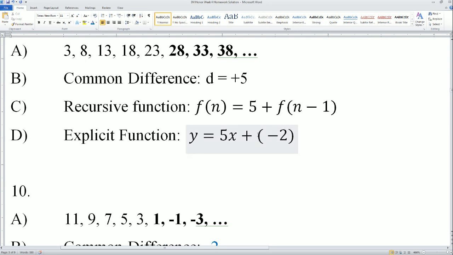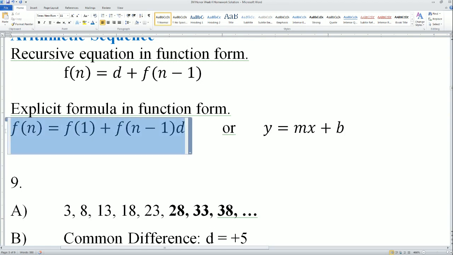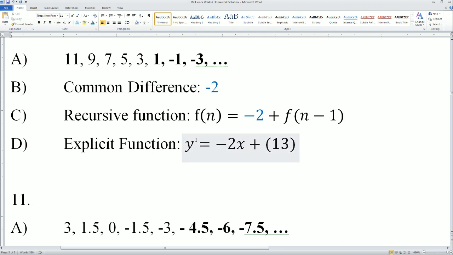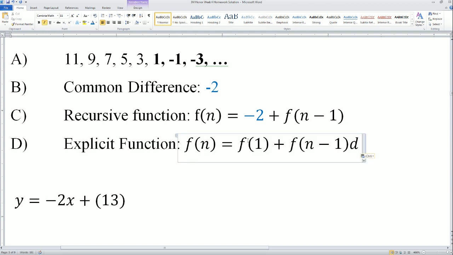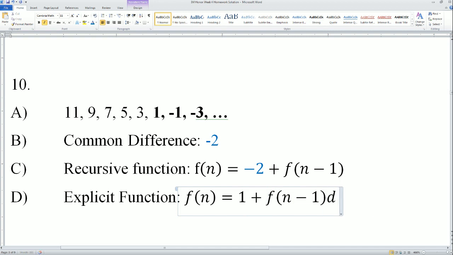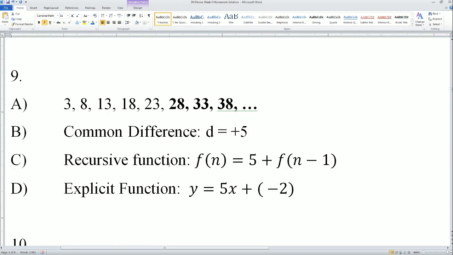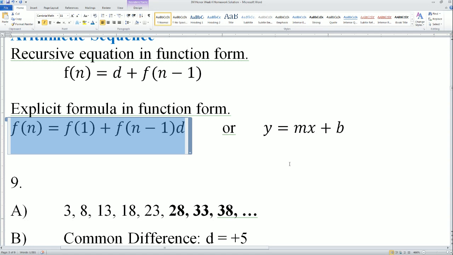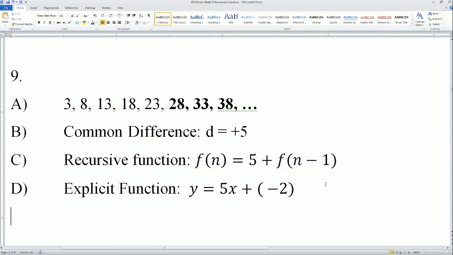Next, the implicit form. Grab the formula. What is function of 1? What is the first value? It looks like it is 11. So you're going to put in 11 here. Function of n minus 1. What is the common d, which is the common difference? I'm sorry, I'm doing this one. Sorry about that. The implicit form is this.